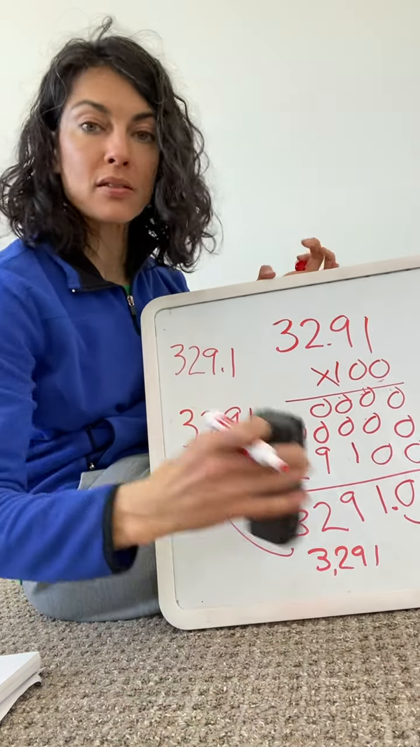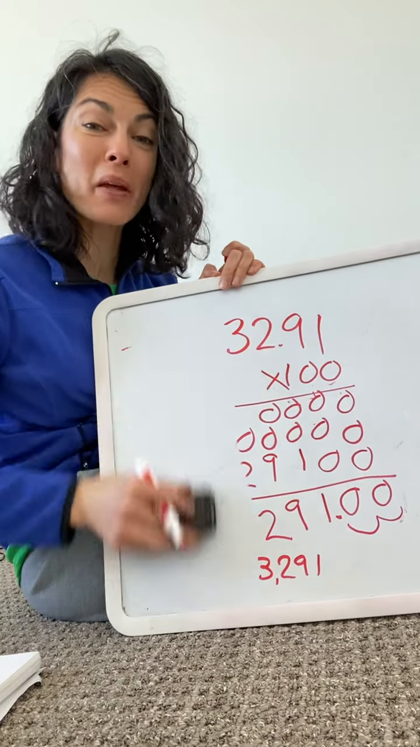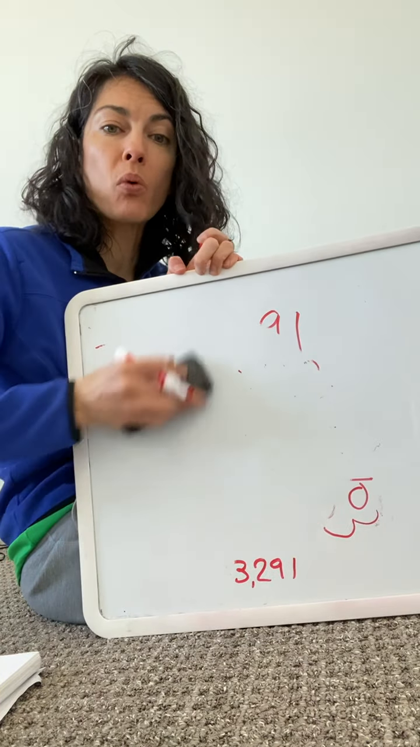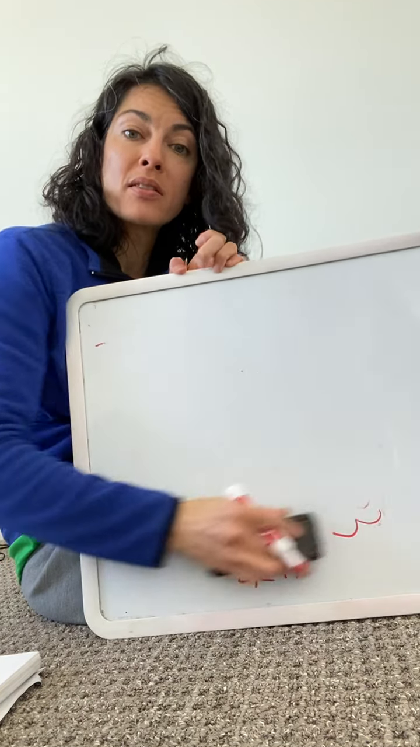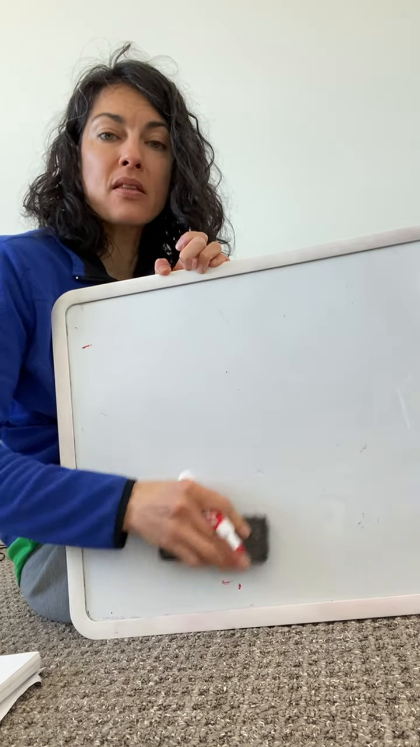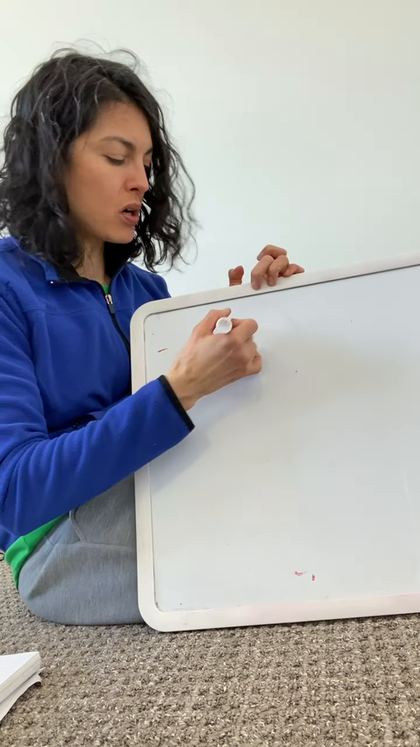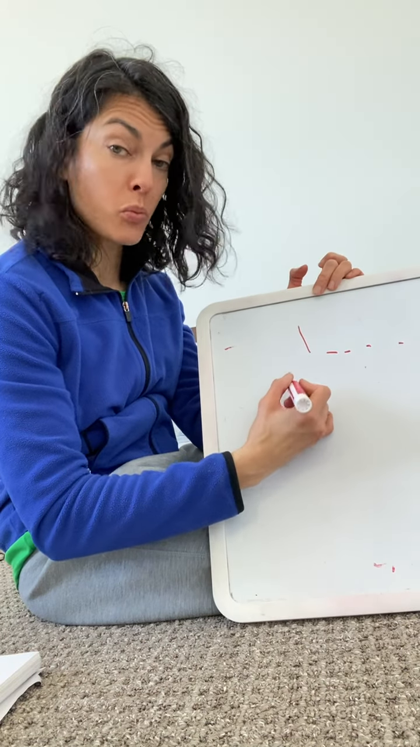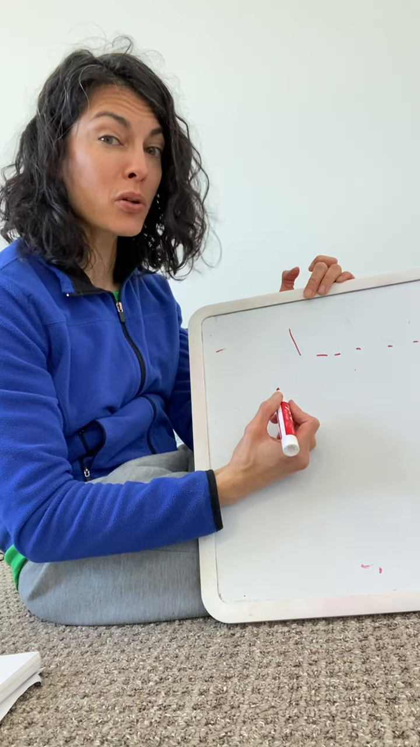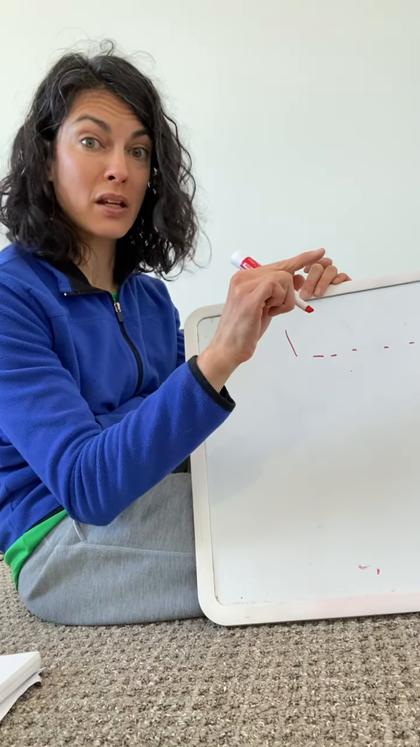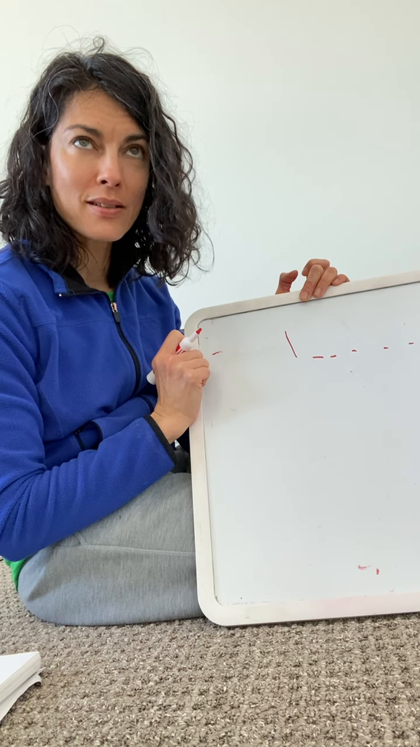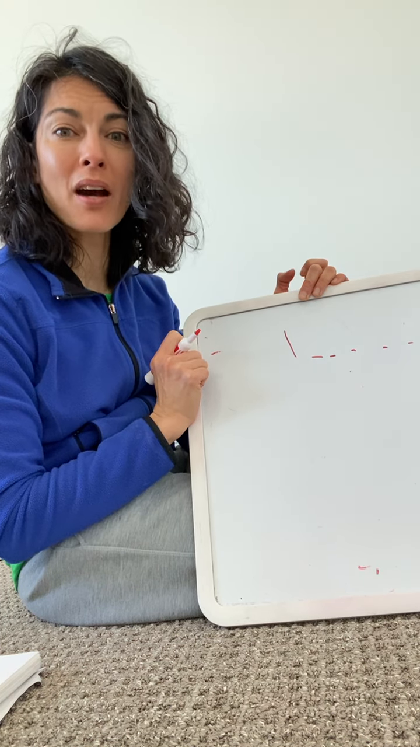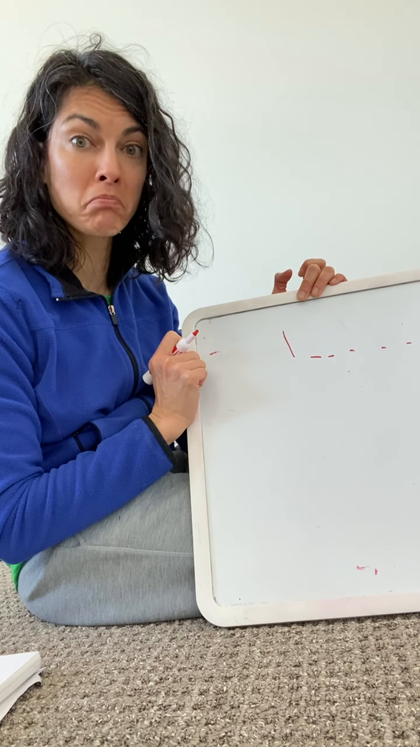Guys, a shortcut. Anytime you multiply any number by 10, 100, 1,000, 10,000, 100,000, and so on for infinity, 1 with however many zeros after it, you're going to move your decimal to the right as many decimal places as you have zeros in the multiplier.